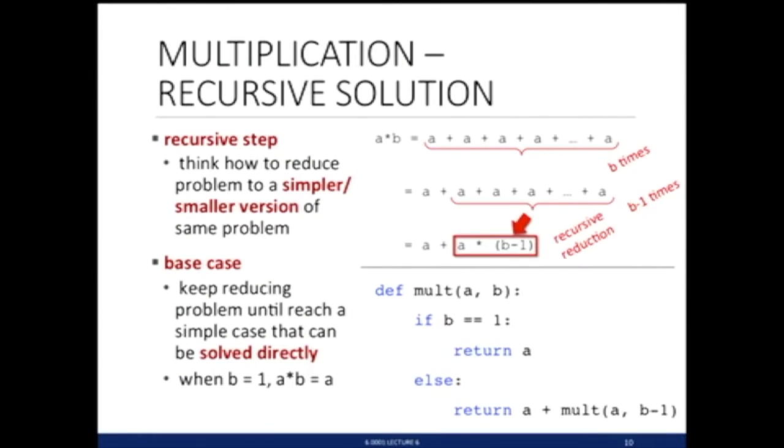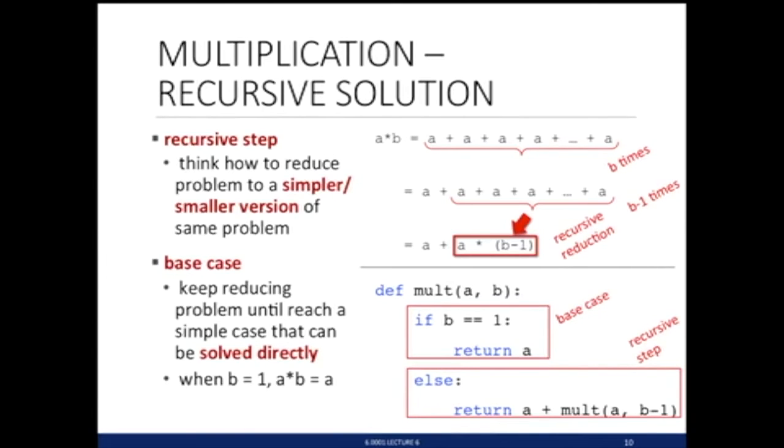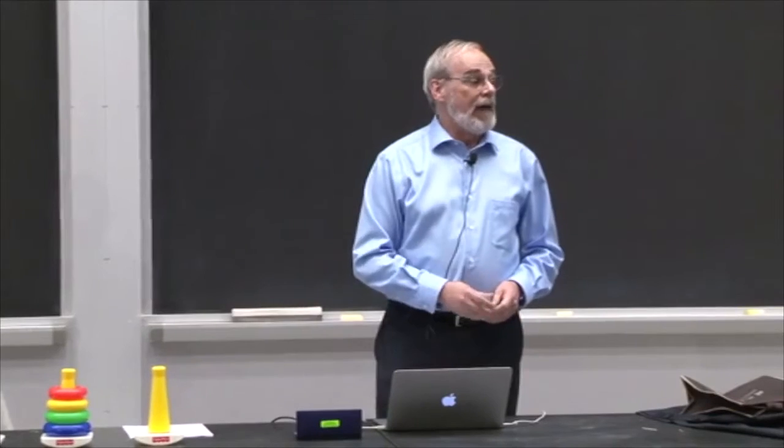Different form, wonderful compact description. What does it say? It says, I'm at the base case. If b is equal to 1, the answer is just a. Otherwise, I'm going to solve the same problem with a smaller version and add it to a and return that result. And that's a nice, crisp characterization of a problem. A recursive definition that reduces a problem to a simpler version of the same problem.